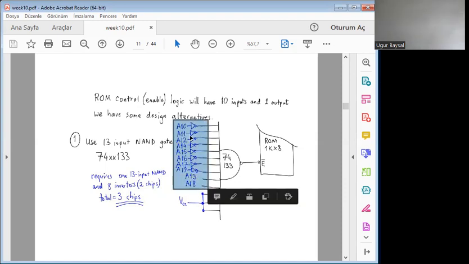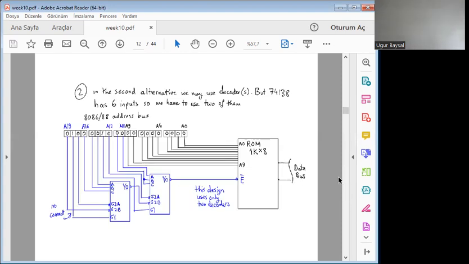With the address pins, it requires lots of inverters, 2 chips for inverters and 1 chip for the big NAND gate. So it requires 3 integrated circuits or combinational logic circuits to enable.